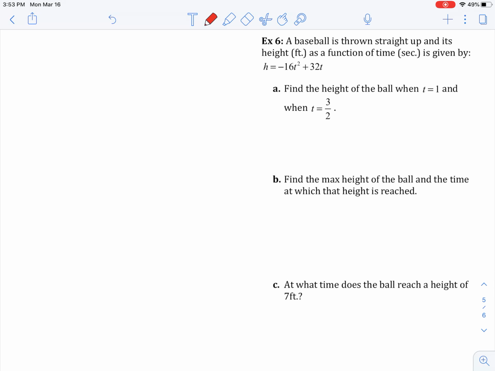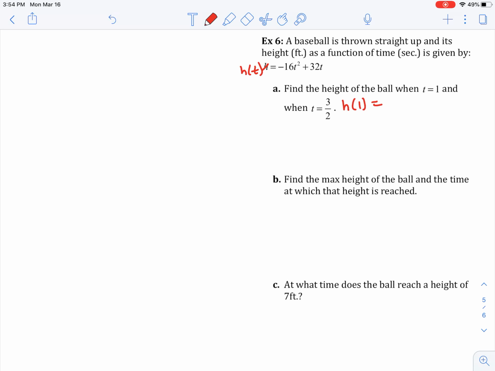So on 6, we are given that a baseball is thrown straight up, and its height in feet as a function of time in seconds is given by the equation h = -16t² + 32t, or I could have written h(t), because height is written in terms of time, equal to -16t² + 32t. And we're trying to find the height of the ball when time is 1 and time is 3/2. So how high is the ball after 1 second has gone by, and how high is the ball when 3/2 seconds have gone by?